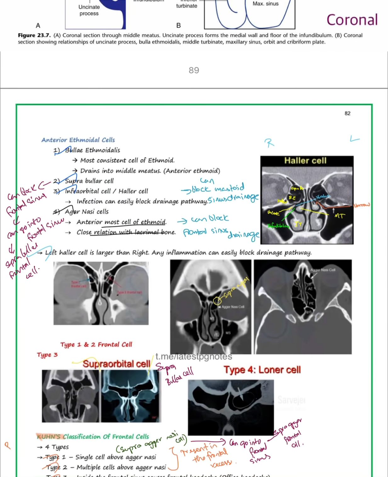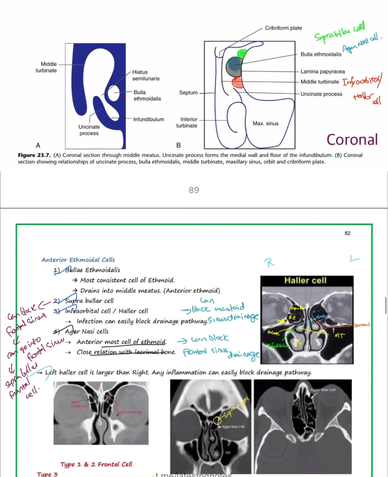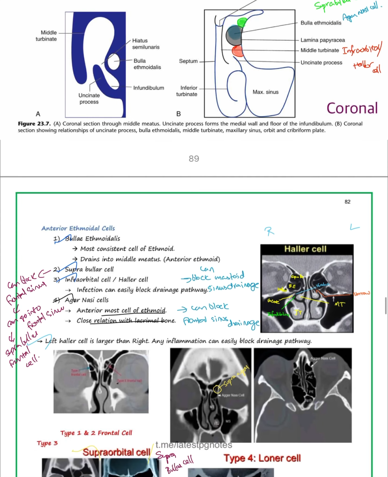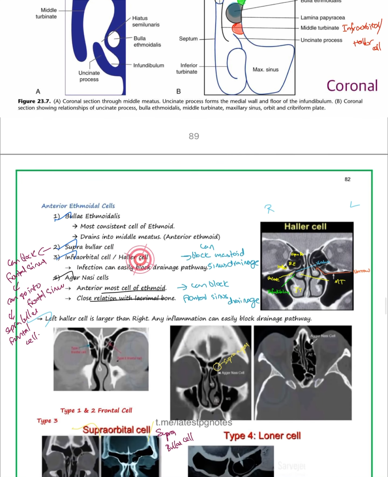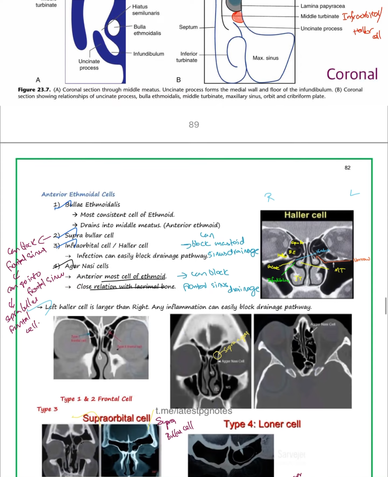Okay, let's see about the anterior ethmoidal cells. First of all is the bulla ethmoidalis cell. This is the most consistent cell of the ethmoid. It drains into the middle meatus, as I said earlier. Then, as I said earlier, the suprabullar cell, which is also an anterior ethmoidal cell. Then the infraorbital Haller cell. You can see the Haller cell.